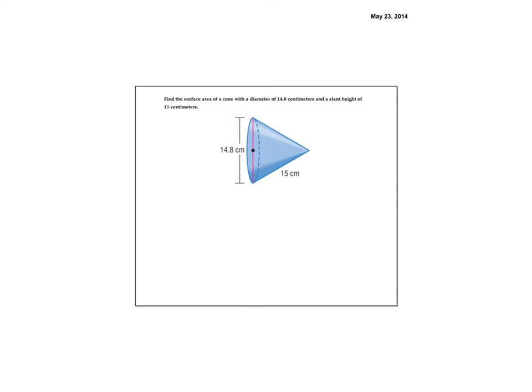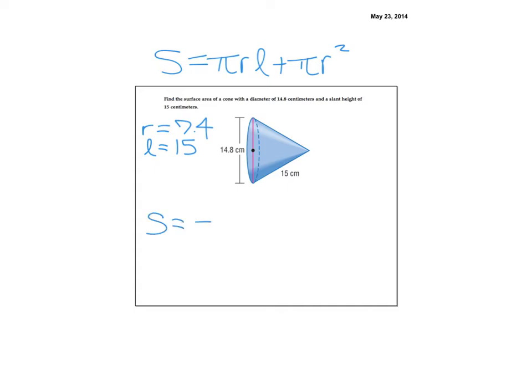Now, what I want you to recognize here is that we want to be finding the radius, but we're given the diameter here. So just be careful. I know you guys know how to find this. So the radius, we just cut this in half, so we get 7.4. And then our slant height would be 15. All right, we'd still be able to plug this into our formula. Okay, so we'd have pi times 7.4 times 15 plus pi times 7.4 squared.